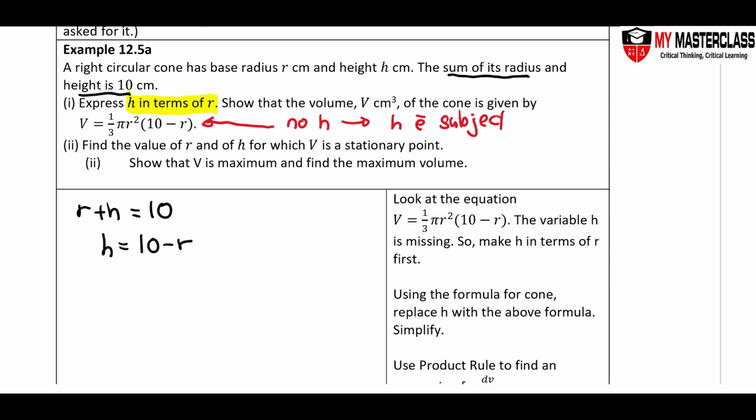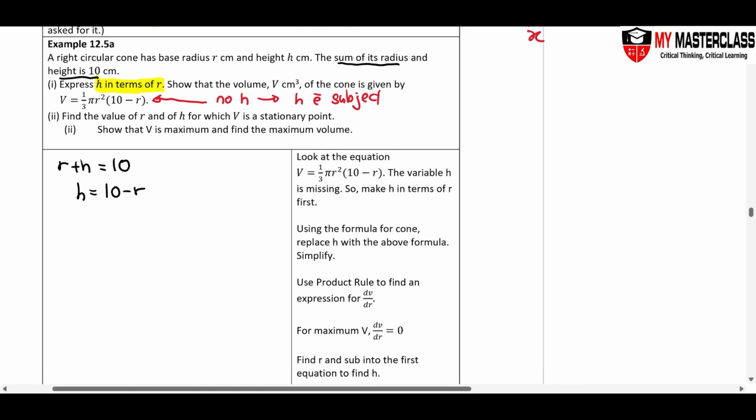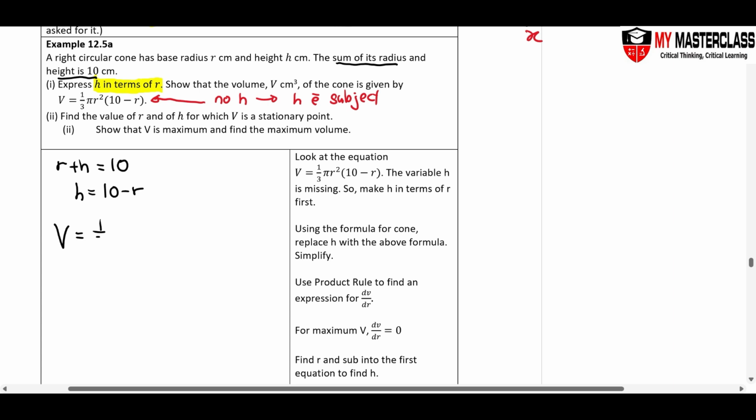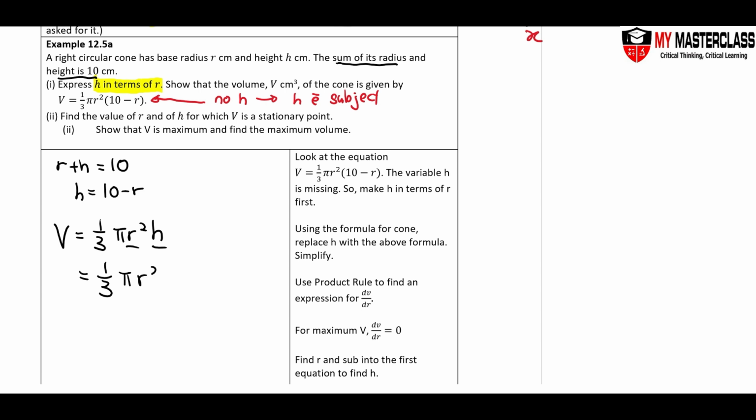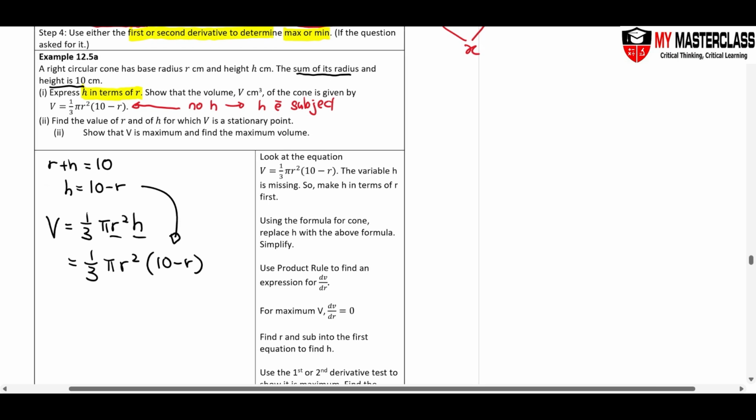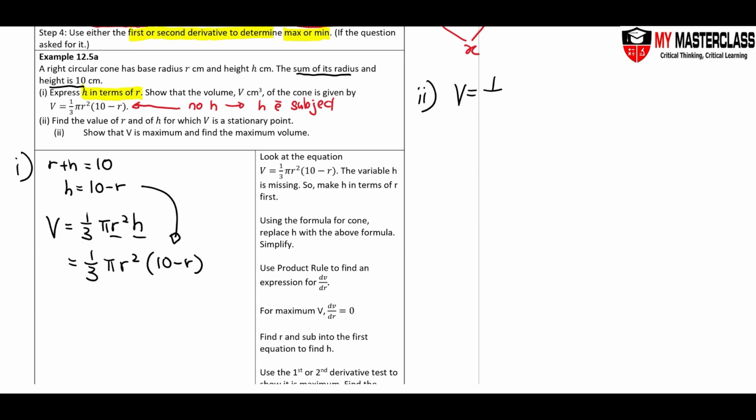Then show that the volume of the cone is given by this. Volume of cone is equal to 1/3 pi r square h. I cannot differentiate this because there are two variables on the right side. I replace the h in 1/3 pi r square h by 10 minus r, which is from here. So I already found the equation that the question wants. This is only the starting part, part 1.